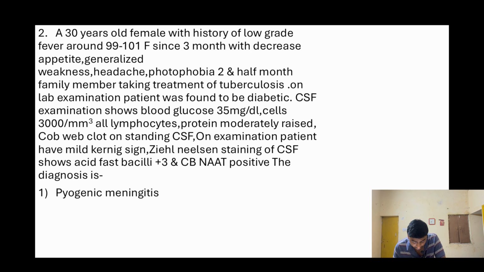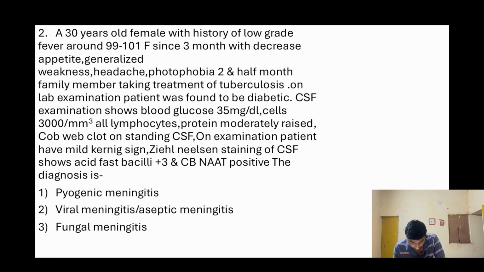So the options are: first, pyogenic meningitis; viral meningitis, that is aseptic meningitis; fungal meningitis; or tubercular meningitis. So in this question, as we can see, the symptoms of general meningitis are also given: headache, photophobia, and the patient's family member is taking treatment of tuberculosis, so there is a high chance of the patient having the infection of tuberculosis. And on lab examination, the patient was found to be diabetic.